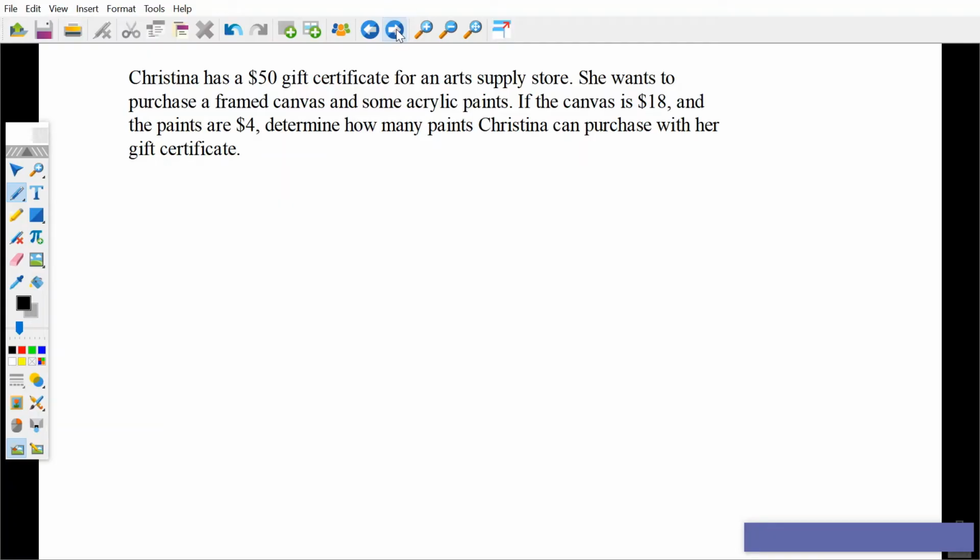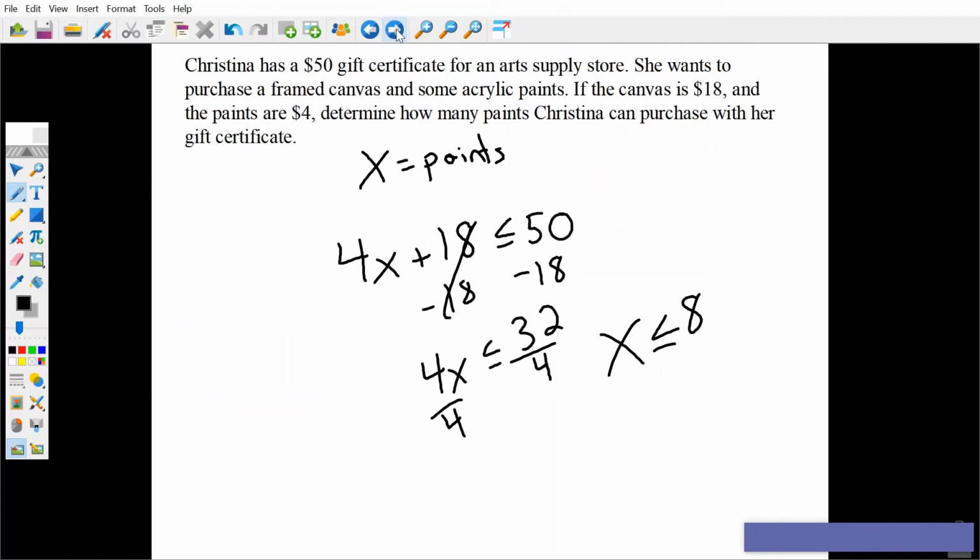Christina has a $50 gift certificate for an art supply store. She wants to purchase a framed canvas and some acrylic paints. If the canvas is $18 and her paints are $4, determine how many paints Christina can purchase with her gift certificate. Please pause and give that one a try. The answer is x is less than or equal to 8.